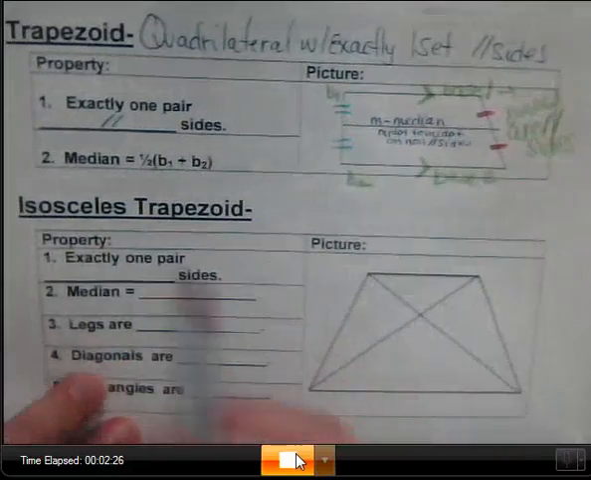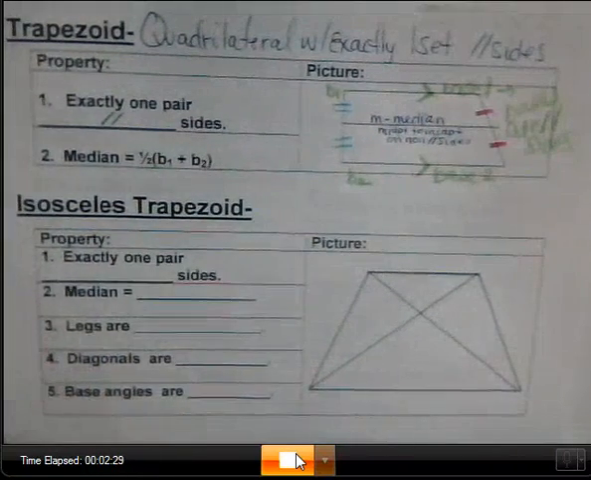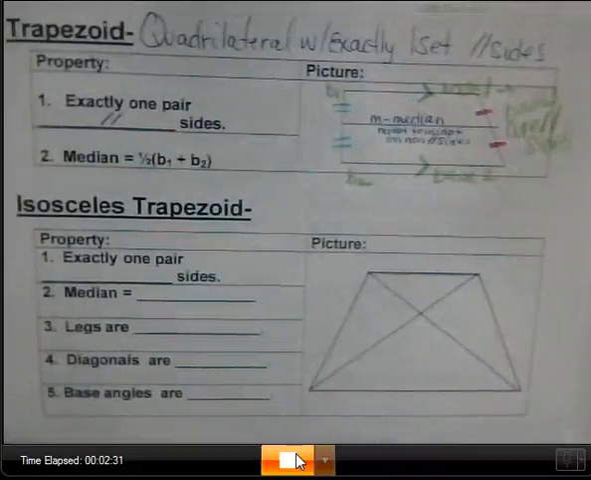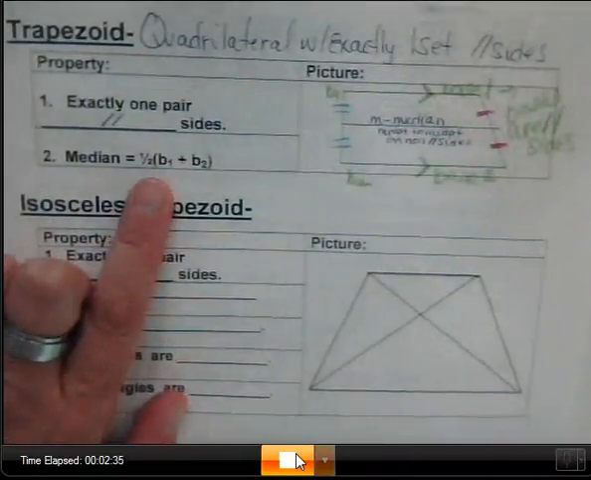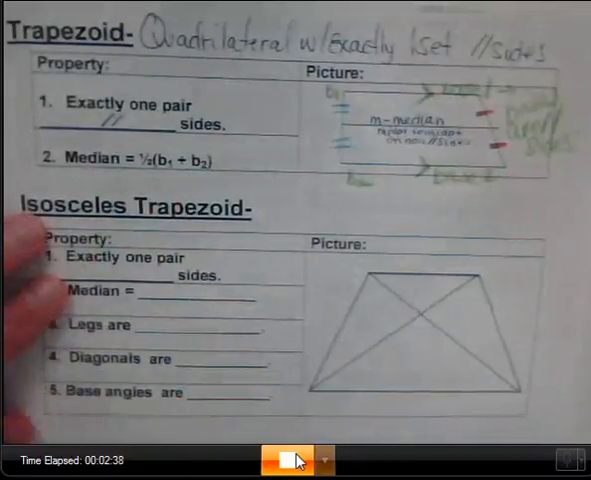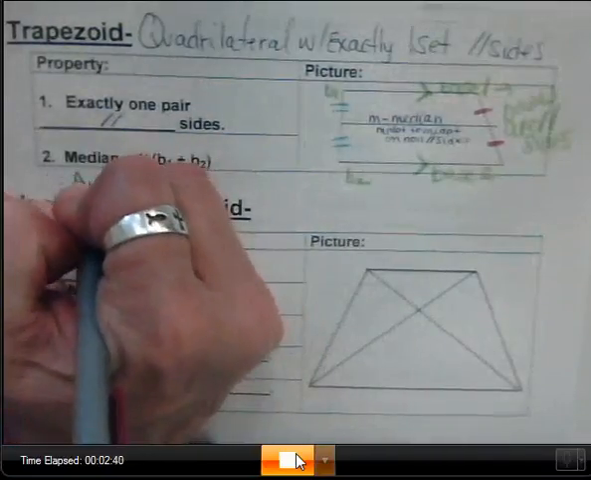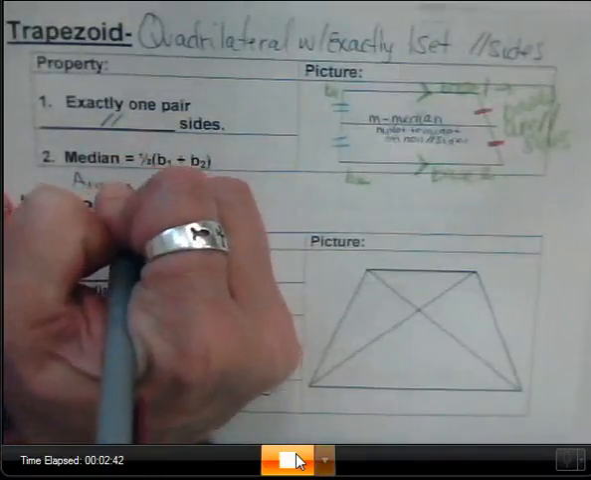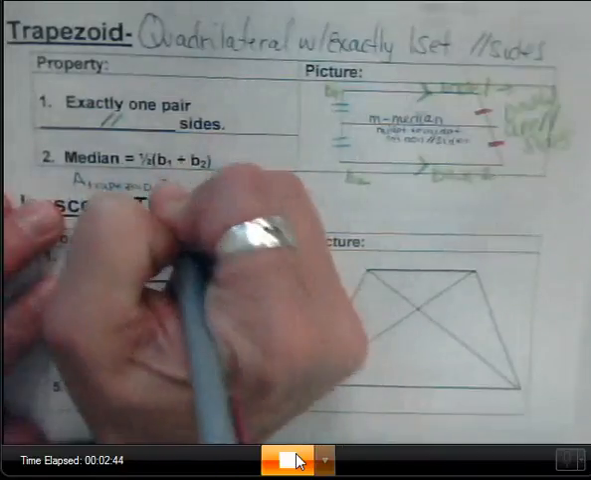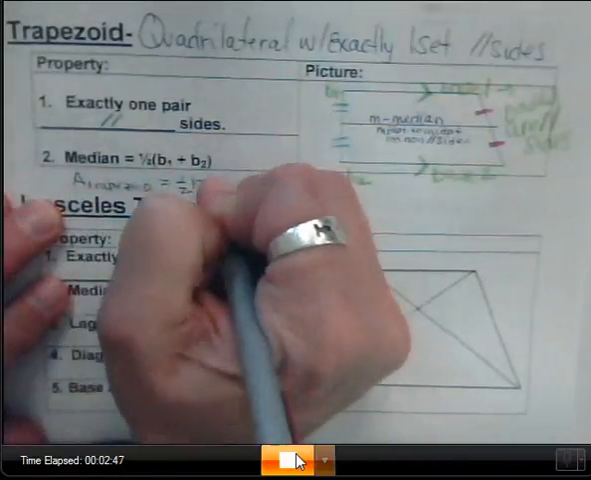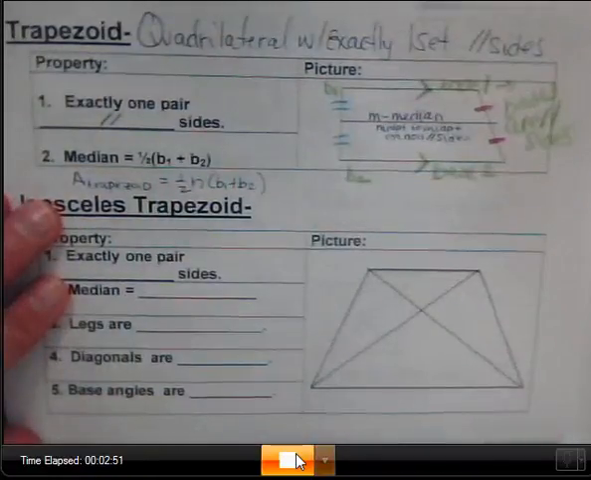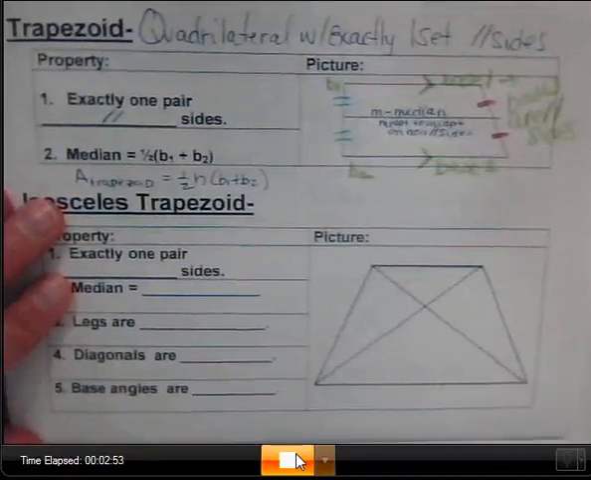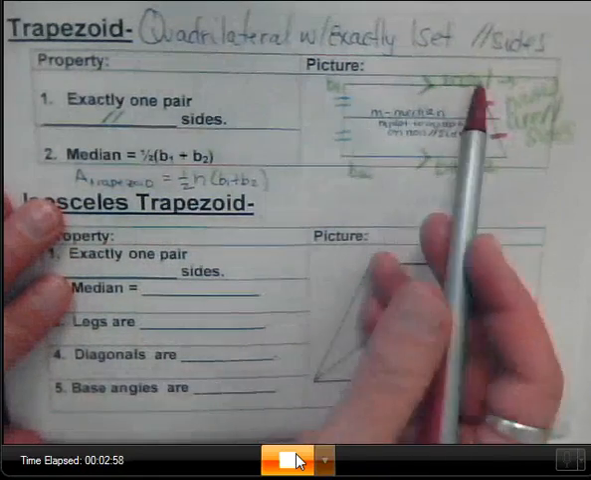We have a nice little formula here. The median is 1/2 the base 1 plus the base 2. Now, you may have seen that formula before, or something like it. To find the area of a trapezoid, the area is 1/2 the height times base 1 plus base 2. See the difference? Height is the difference. Base 1 and base 2 are just the lengths.